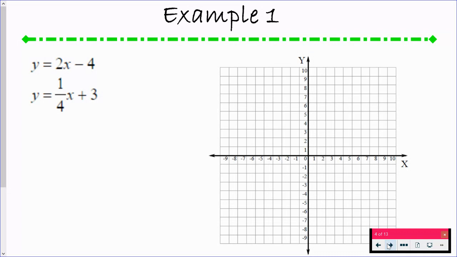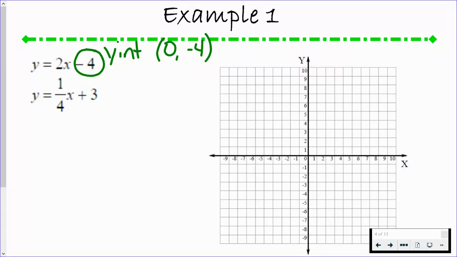The first thing you always want to focus on is your y-intercept. Also, I always say whatever sign is in front of the number stays with that number. So this is technically a -4. That's telling me that my y-intercept is going to be (0, -4). And then my slope is 2. Your y-intercept is always your starting point.